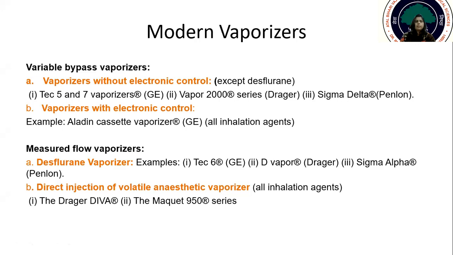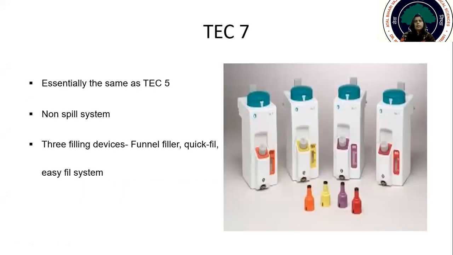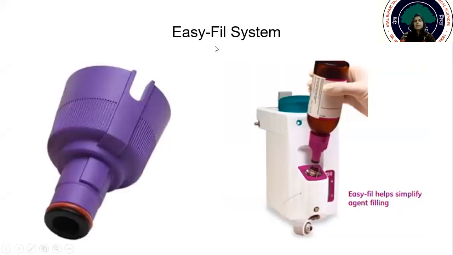Now coming to the modern vaporizer, the Tech 7 vaporizer. The Tech 7 vaporizer is essentially the same as the Tech 5 vaporizer. There was no spill system, and it was aesthetically improved. And what further improvement was there? We have already seen funnel fill and key fill. Here quick fill was introduced, which was for sevoflurane, and the easy fill system, which is specific for other vaporizers except desflurane.